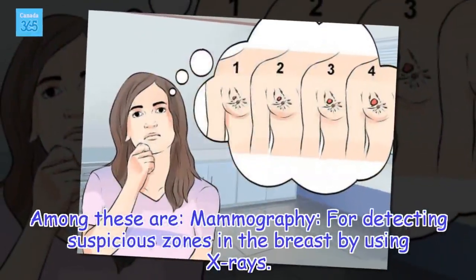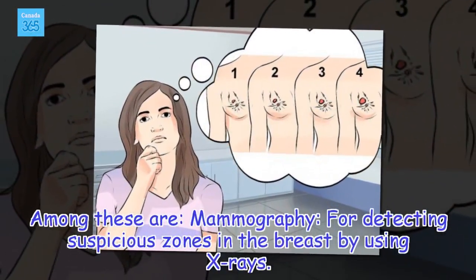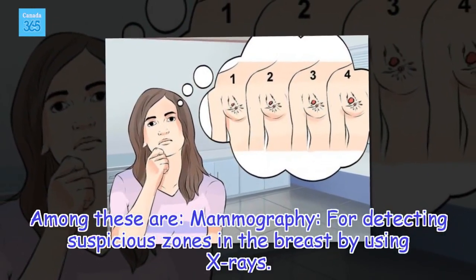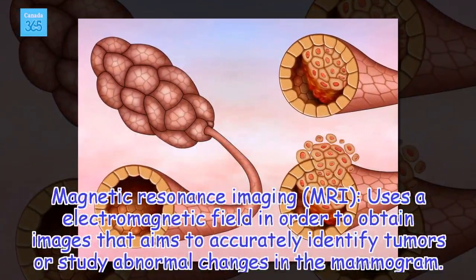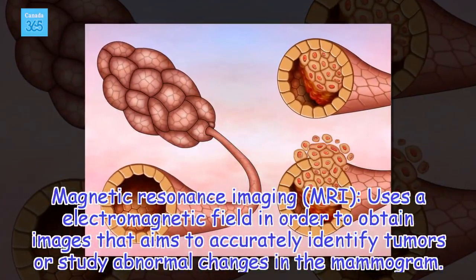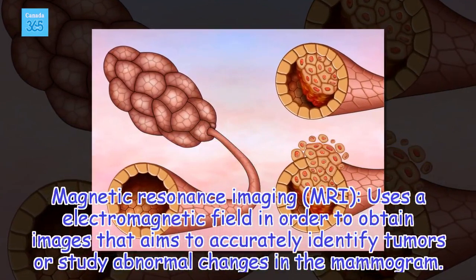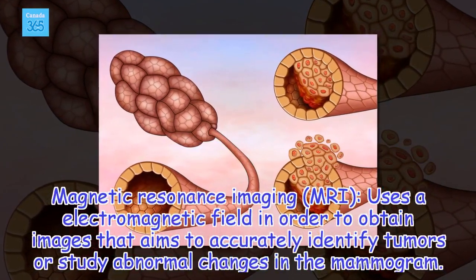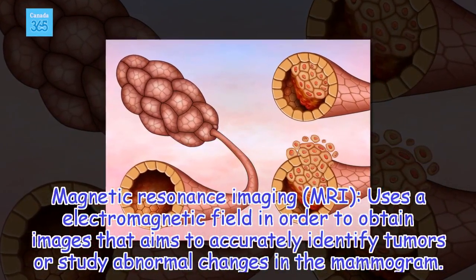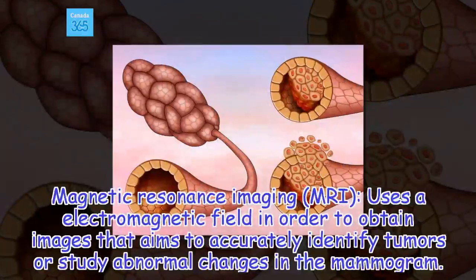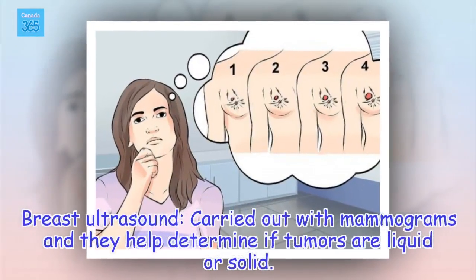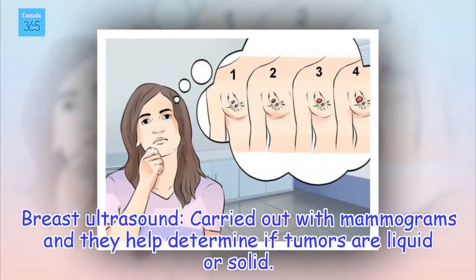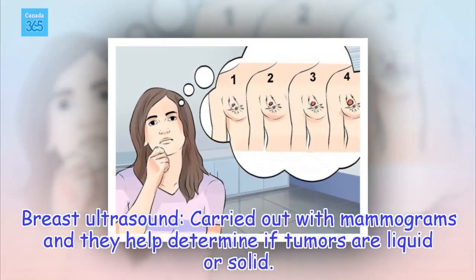Among these are mammography, for detecting suspicious zones in the breast by using X-rays; magnetic resonance imaging, MRI, which uses an electromagnetic field in order to obtain images that aim to accurately identify tumors or study abnormal changes in the mammogram. Breast ultrasound, carried out with mammograms, helps determine if tumors are liquid or solid.